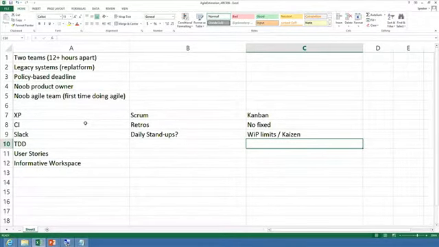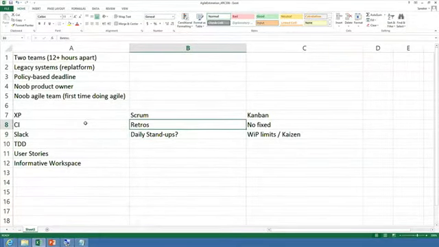We have retrospectives. What retrospectives are we going to do if we have no fixed duration? Meaning we could roll our retrospectives into our Kaizen, right? Meaning every two weeks we could just do a retrospective of how things are going, change the process. But let's go to our two teams.